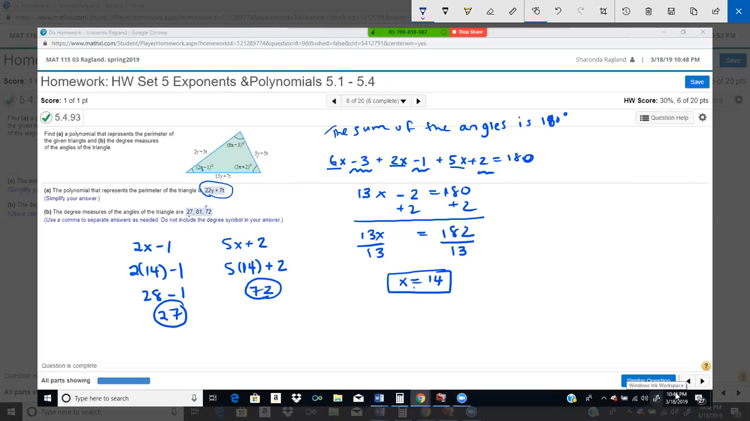Now to get the third angle, again, you can just substitute for the x, okay? For 6 times 14 minus 3, and it should give you 81. Or you can add these two here, okay? You get 99 and subtract that from 180 because all three together should give you 180. So that's where the 81 is coming from. So these are your three angles, 27, 81, 72. The sum of those angles should equal 180.